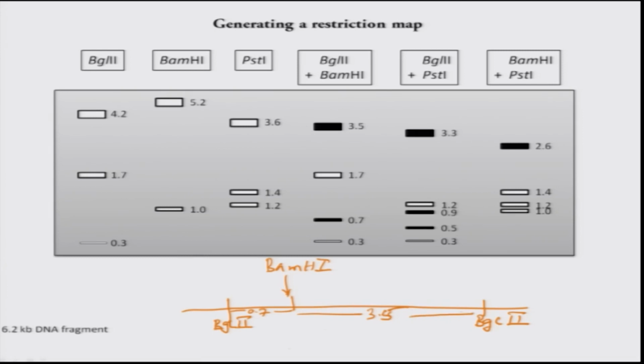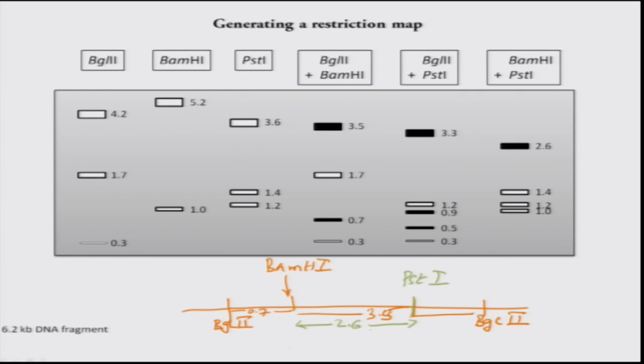Okay. So next if we look at the double digestion for BAMH1 and PST1, here there is one single band that we see which is of 2.6 kb. So if we draw a PST1 site over here, let me change the color of the pen for your ease, that would give us a 2.6 kb band for BAMH1 and PST1 over here.